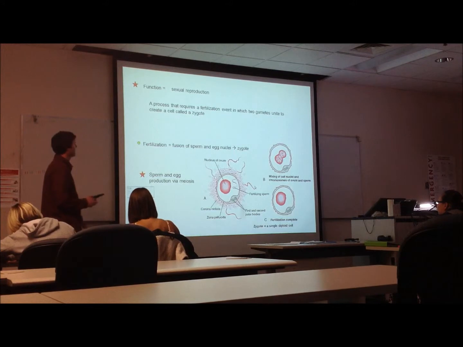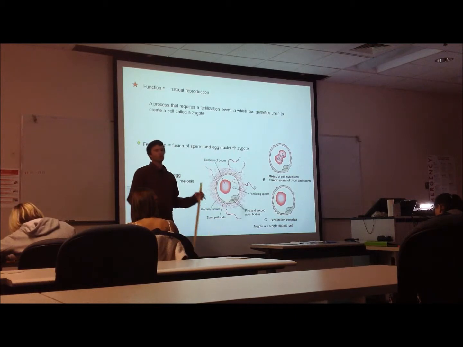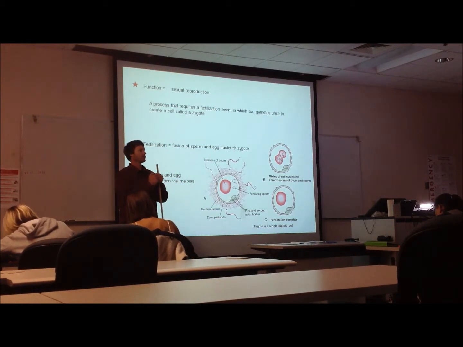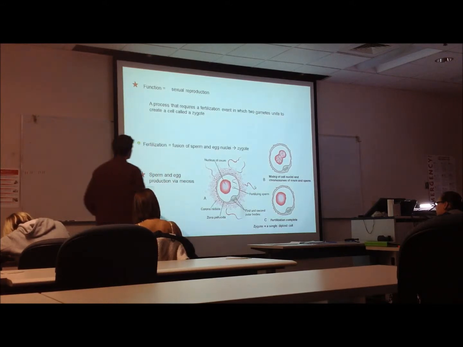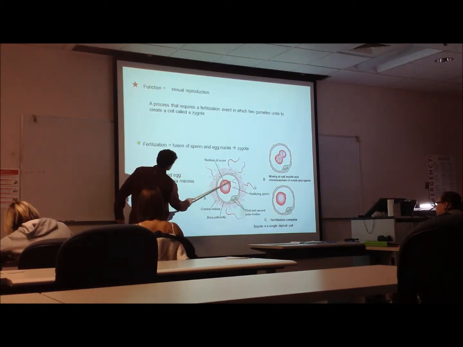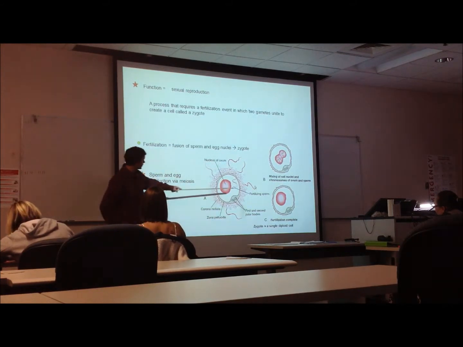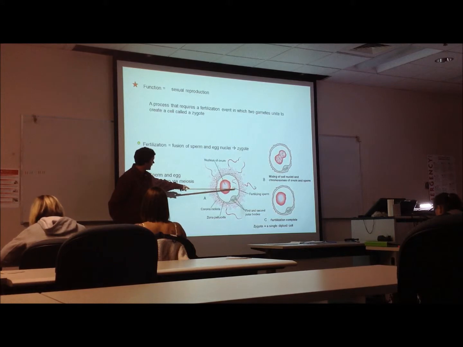We can define sexual reproduction as a process that requires a fertilization event in which two gametes, a sperm and an egg, unite to form a zygote. When you get a sperm and an egg that fuse and fuse genetic material, it's called a zygote at that point. So here we have a mature egg, and here's the nucleus of this egg. Here's the shell, the zona pellucida, and then we have all these different sperm that are trying to penetrate into the cytoplasm of the egg. Well, here one sperm is able to penetrate, and it contributes its genetic material to this cell.